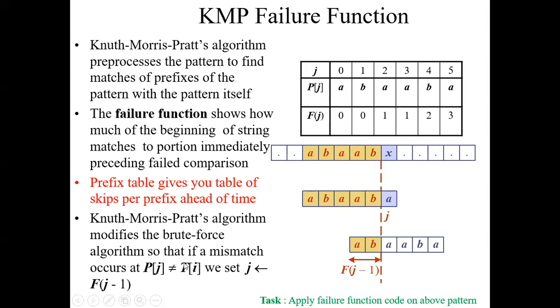तो जब भी एक mismatch होगा, we are changing the location in the pattern. तो J की value को हम set करेंगे as F of J minus 1. So my J value will not begin from 0, it will begin from F of J minus 1, the value returned from the failure function table. क्या हो रहा है यहाँ पर? J की कितनी value आ रही है और F of J minus 1 की इस table से क्या value आ रही है?